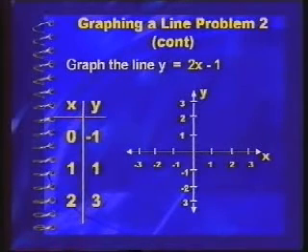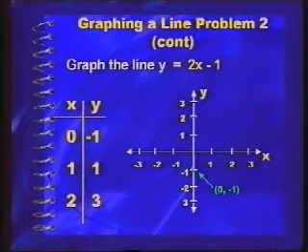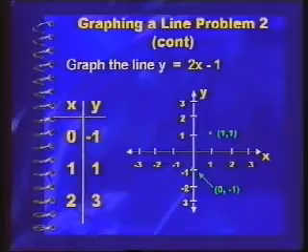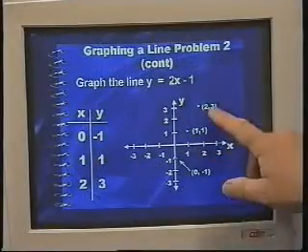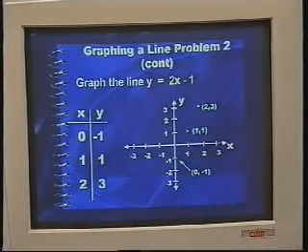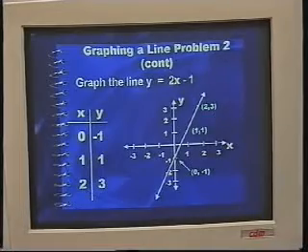Here we've got the axes, the x and the y axis. Let's put the points in. 0, negative 1 is over there. The next point is 1 with 1, and the last point is 2 with 3. That last point is really a check. Here goes the line, and you've drawn your graph. You've drawn the graph of the line.